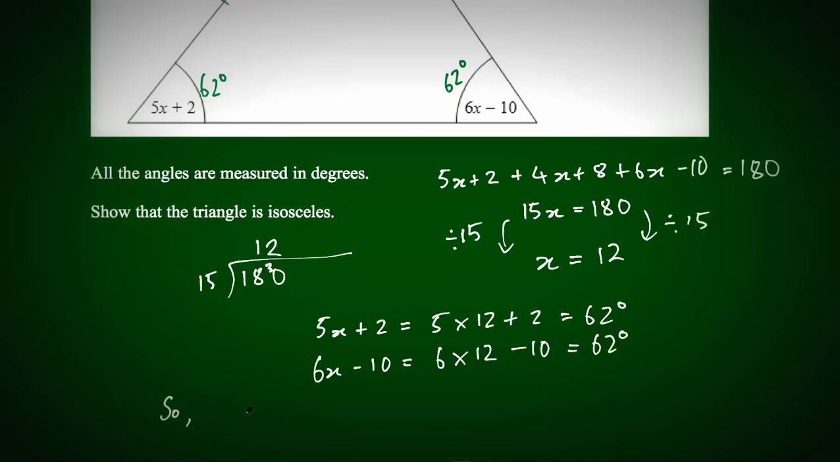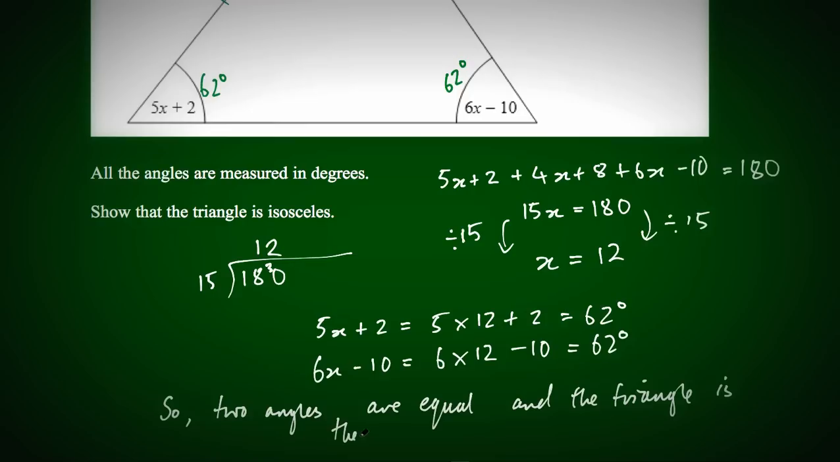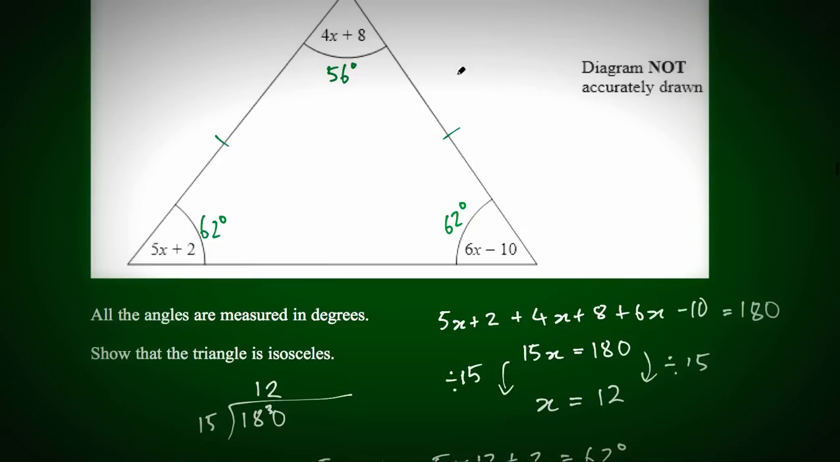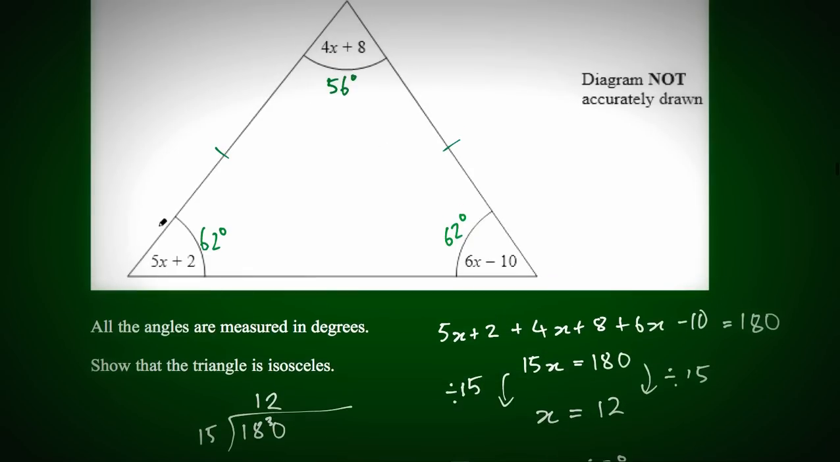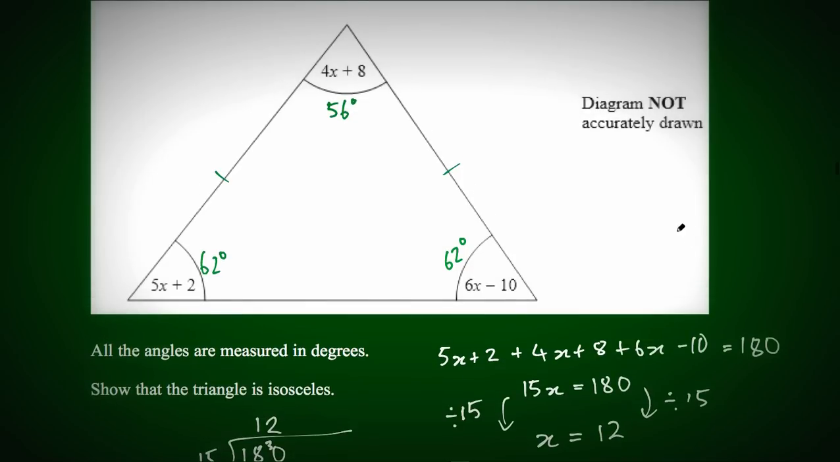So 2 angles are equal, and the triangle is therefore isosceles. And of course the reason why the drawing is confusing is that if the 2 angles given are 62 degrees, then the remaining angle is 56 degrees. These are very close to being the same angle, so these are very close to being the same sides. It's close to being an equilateral triangle, but it's a couple of degrees off that.